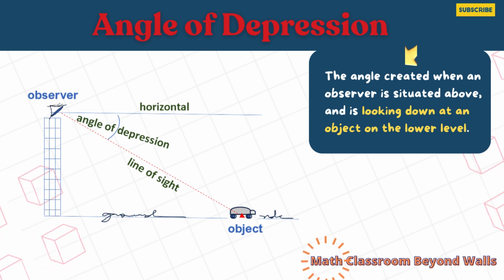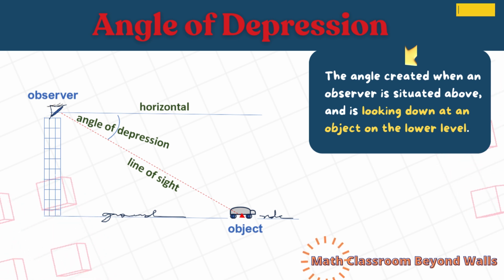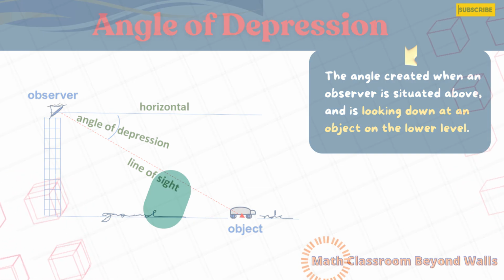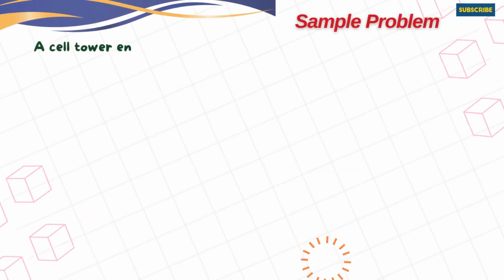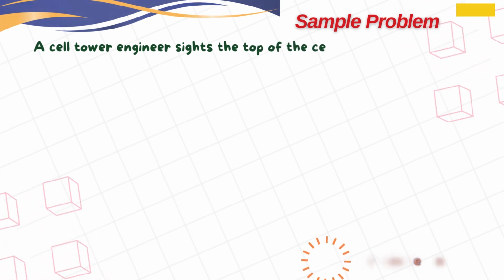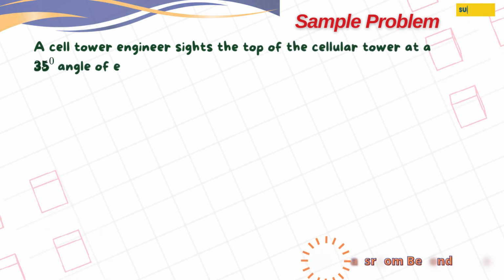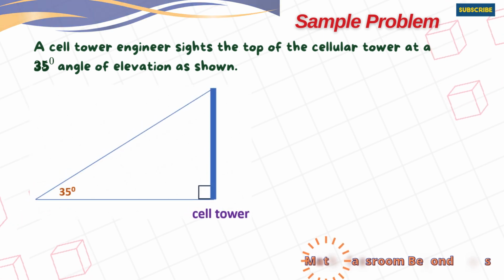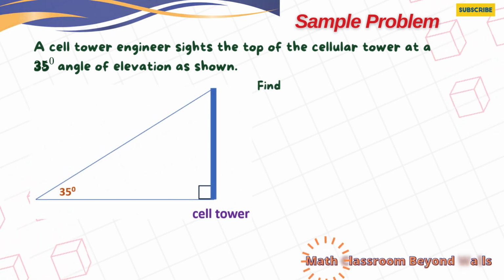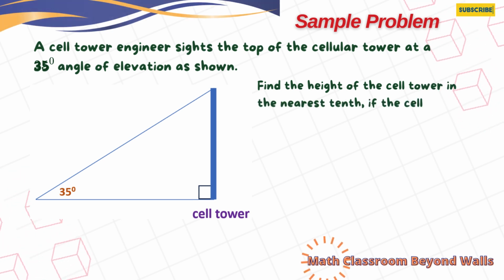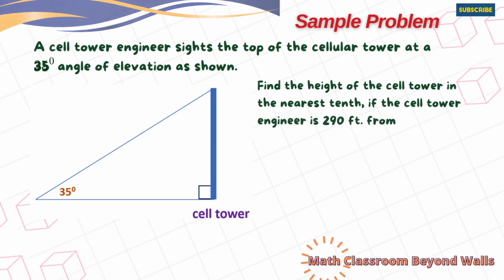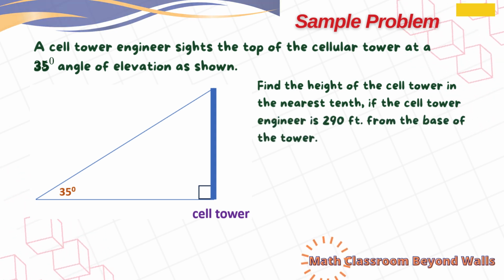Let us look at these sample problems so you will learn how to apply the trigonometric ratios in solving real-life problems. Here's the sample problem. A cell tower engineer sights the top of the cellular tower at a 35-degree angle of elevation as shown. A figure is given. Find the height of the cell tower to the nearest tenth if the cell tower engineer is 290 feet from the base of the tower.